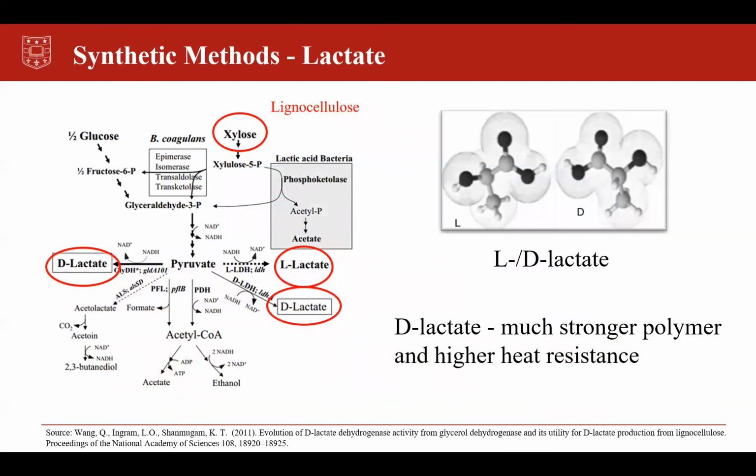So if we look at this metabolic flux analysis, we can use xylose from lignocellulose and use different bacteria and yeast to generate G3P and pyruvate, just as glucose did. And if we use different dehydrogenases, we can use LDH and LDHA, like L-lactate and D-lactate. However, what we want is actually the D-lactate because that's a much stronger polymer with higher heat resistance.